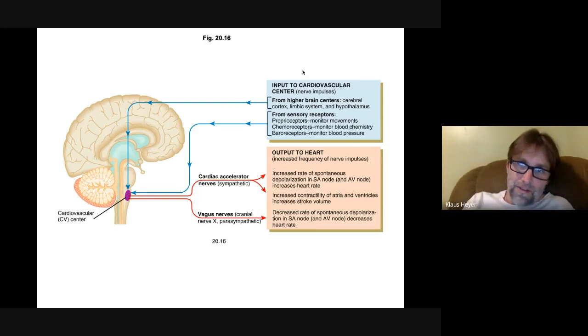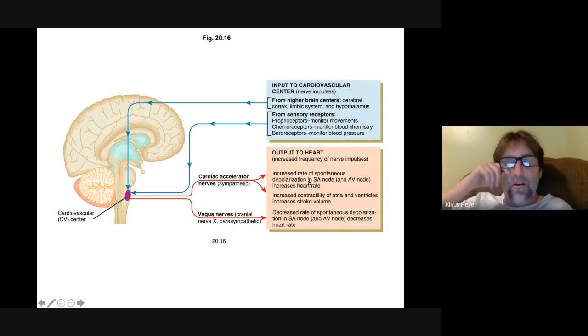Yeah, so what they're doing, the SA node is the pacemaker of the heart, right? So they're increasing stimulation to your sinoatrial node, and that's what's making your heart rate go faster. And look what else it can do. It could increase stroke volume. Contractility is one of the 3 factors affecting stroke volume, right? So what they're saying here is increase heart rate and increase the amount of blood that gets pushed out of your heart each beat.